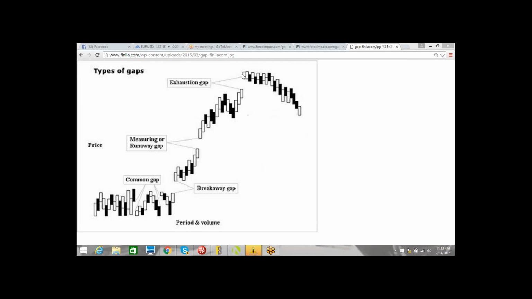Do you understand why, once it starts to fill, it would normally continue? Because there's not support and resistance. Does that make sense? All right, awesome.